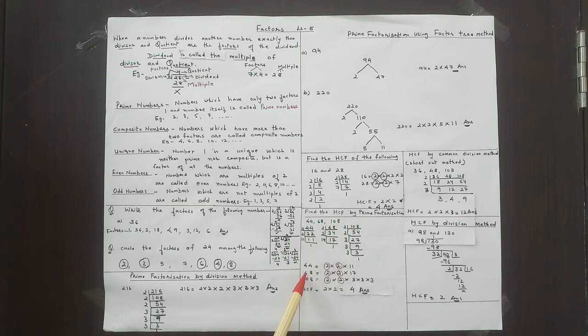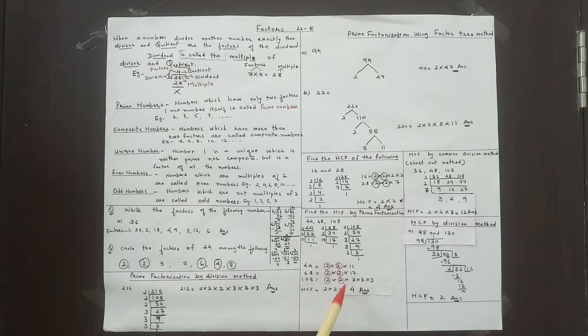So 44 is equal to 2 into 2 into 11 and the 68 is equal to 2 into 2 into 17. 108 is equal to 2 into 2 into 3 into 3 into 3. Here we will see that we have 2 in all the three numbers. Here and here also 2 in all the three numbers. But we don't have 3 and 11 and 17 in all the three numbers.